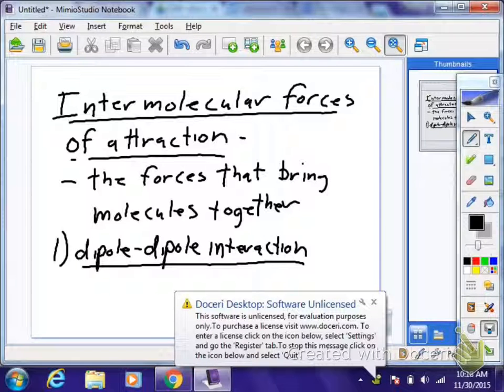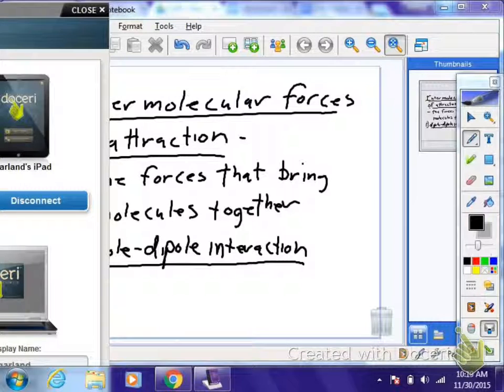Polar bond. So we're not going to take a look at ionic, because that's greater than 1.7. What creates a dipole is where you have one side of the molecule slightly negative, and one side of the molecule slightly positive. So that would be a difference between 0.3 and 1.7.